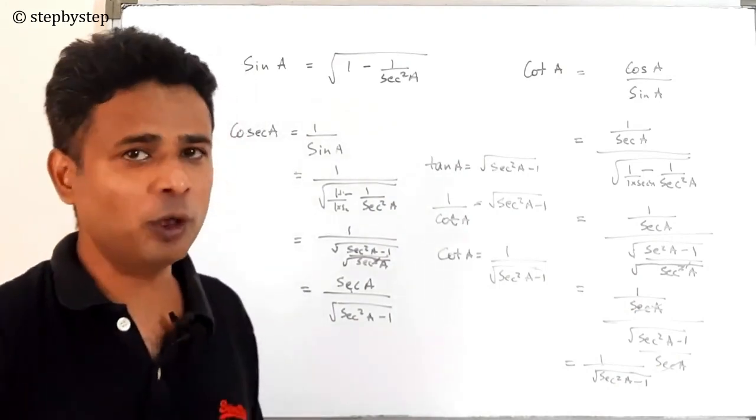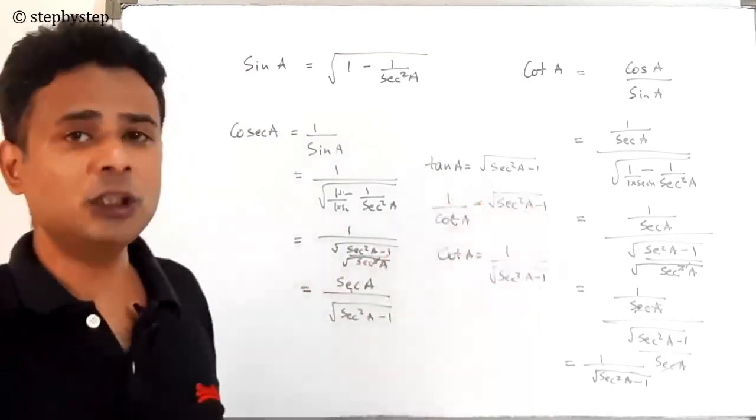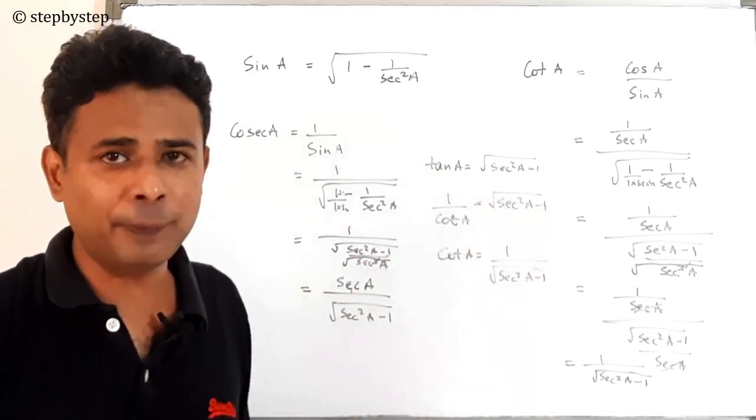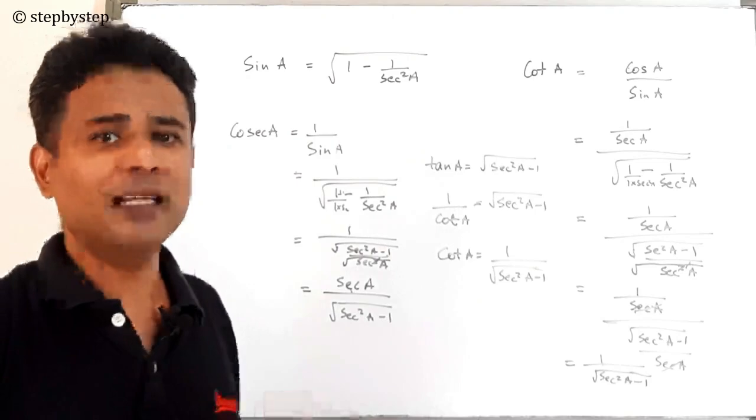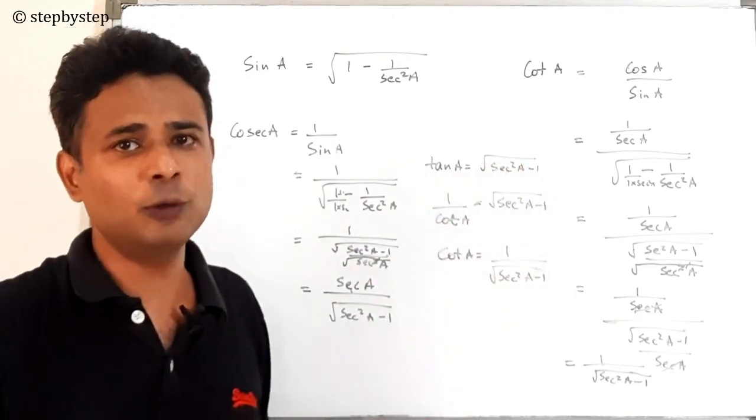So as you practice more and more, you will start using simpler methods. See, most trigonometric identities can be solved in multiple ways. The more you practice, the simpler the methods you will find.